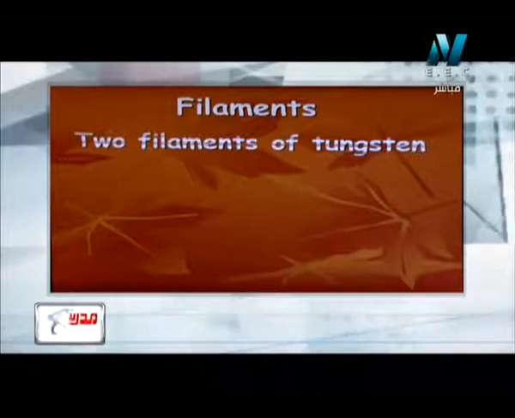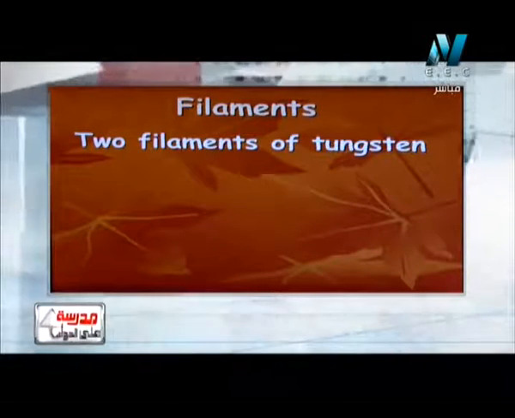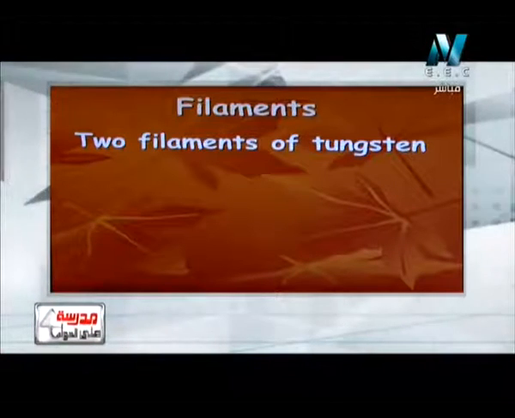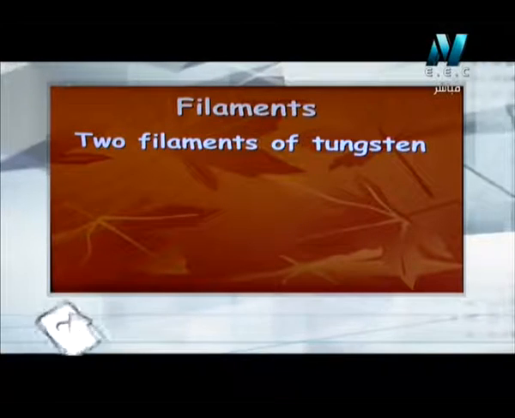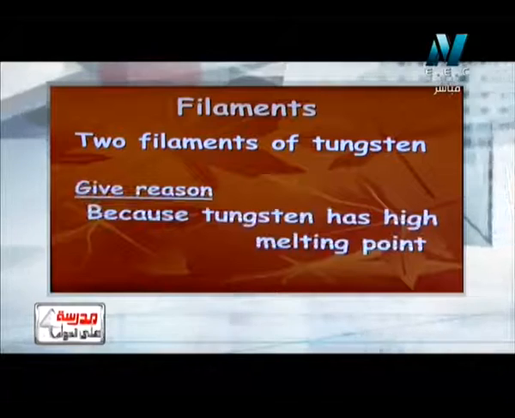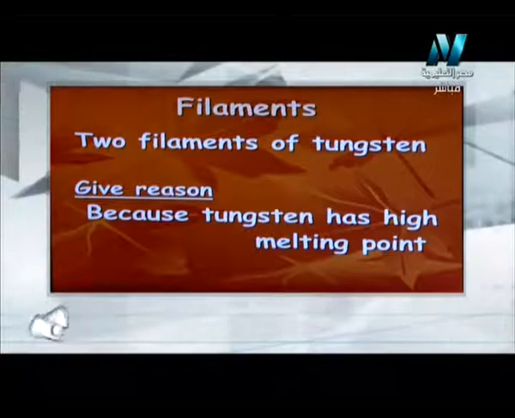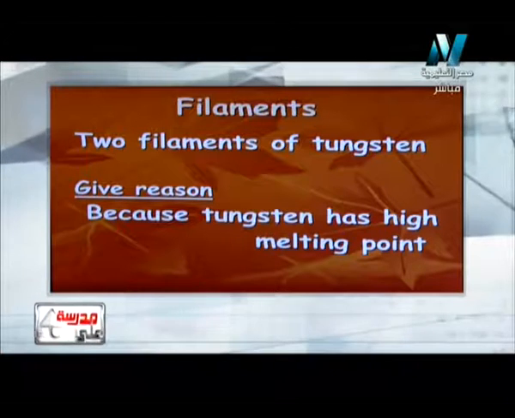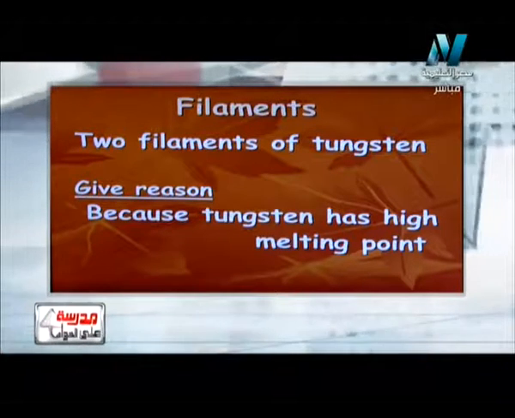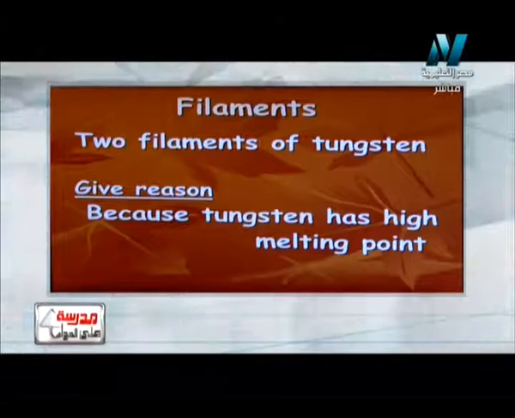So now the filament, as we know, is made of tungsten, but there are 2 filaments in the fluorescent lamp, not just one. Why, or give reasons, the filament is made of tungsten? So the answer will be that because tungsten has high melting point. Because tungsten has high melting point.